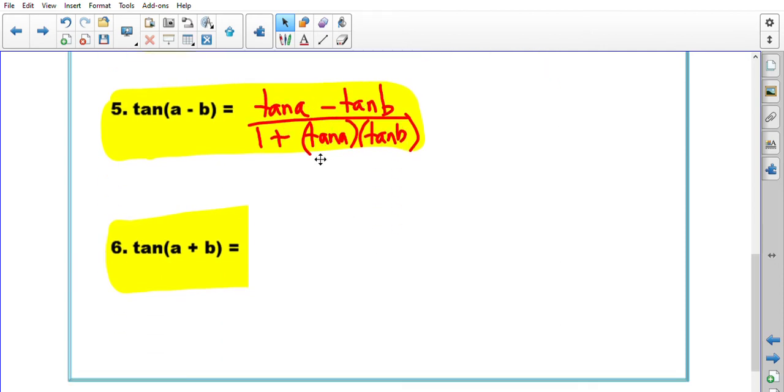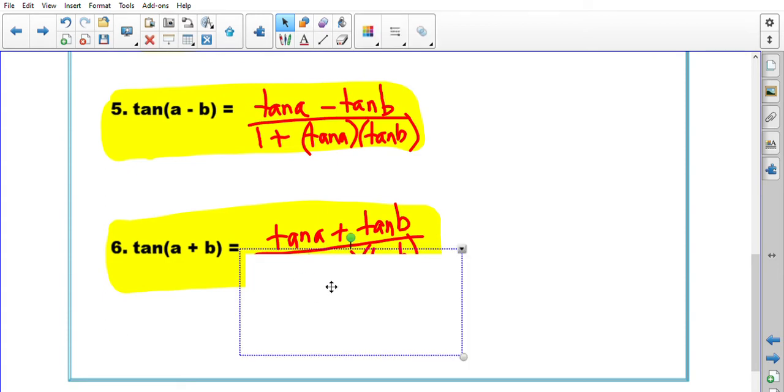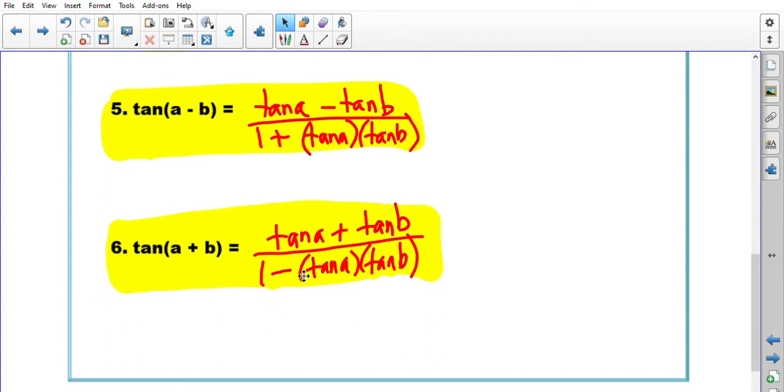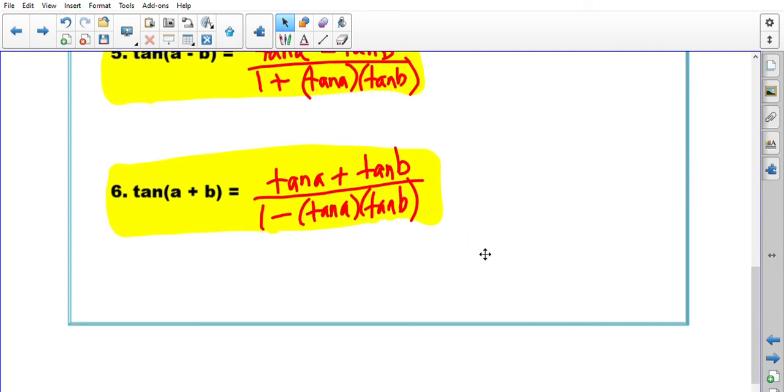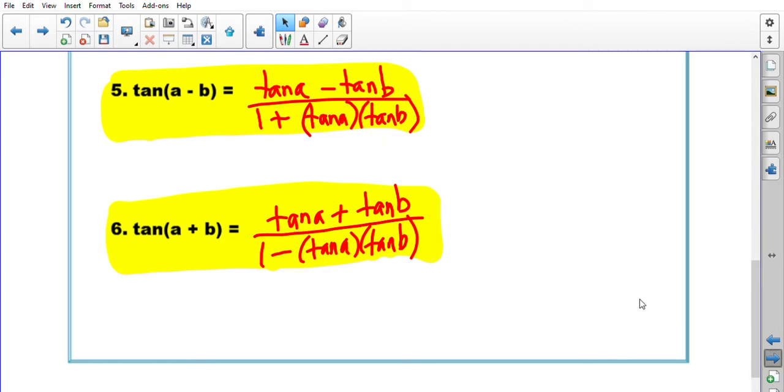Following that same pattern, we should be able to come up with tan(A + B). So we do the same thing up here. The numerator for this one is going to be tan A plus tan B. And then the denominator, same kind of pattern as up here, is going to be 1 minus tan A times tan B. So those two symbols always swap. All right, so let's try some examples applying these on the next page.